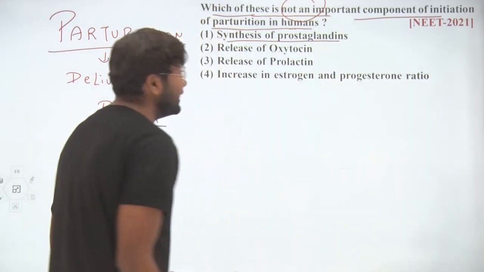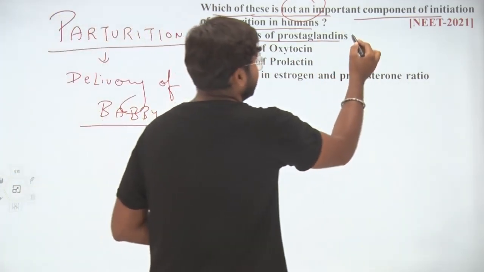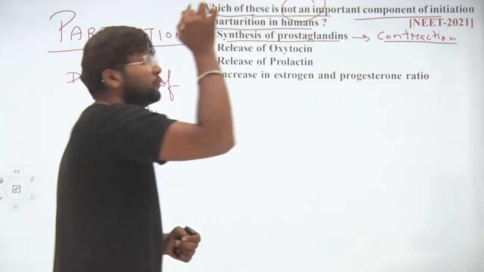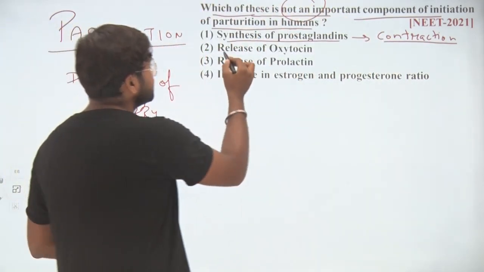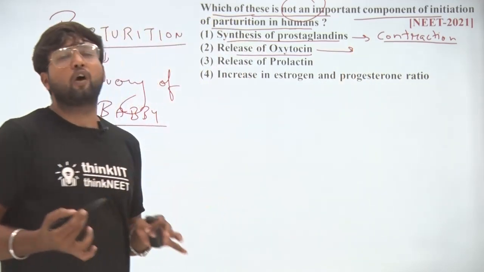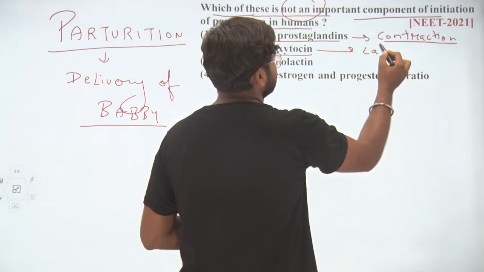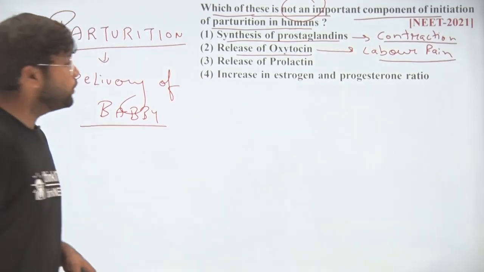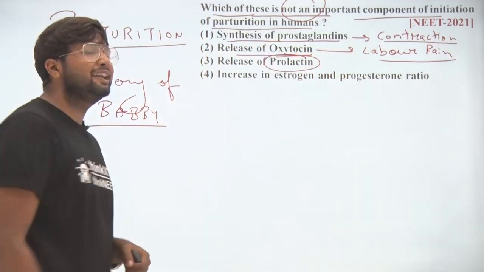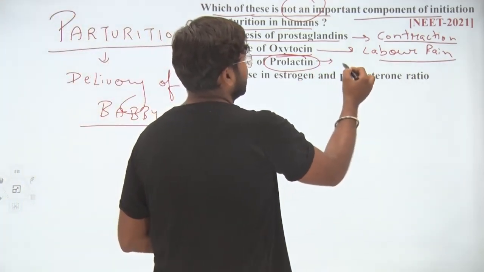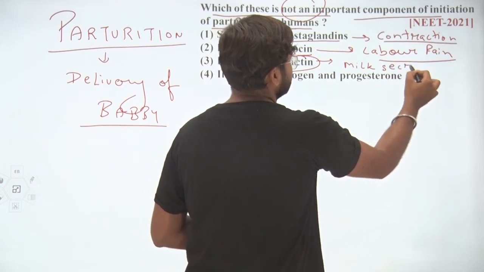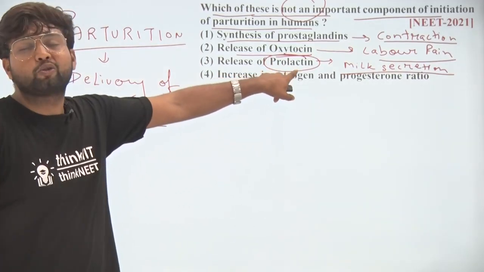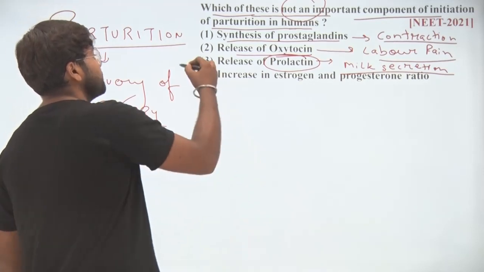Synthesis of prostaglandin. Is this not compulsory? Students, this is compulsory. Why? It is responsible for the contraction of the uterine muscle. So prostaglandin works as a contractile agent. The release of oxytocin. Oxytocin is essential for parturition because oxytocin generates the labor pain, and labor pain is the main reason for parturition. Release of prolactin. Prolactin doesn't have any role in parturition. Prolactin has a role in milk secretion. So the question is asking which one does not have an important role. This doesn't have an important role. Its role is in milk secretion. So this option is the correct one.